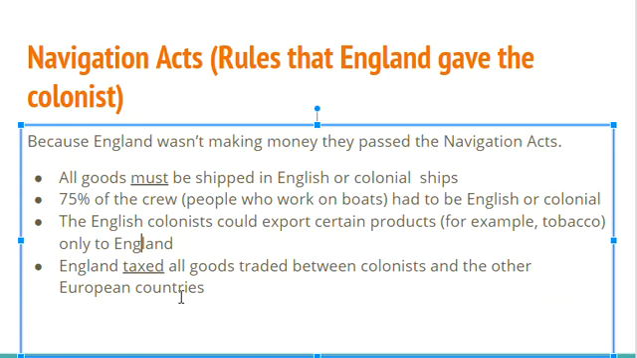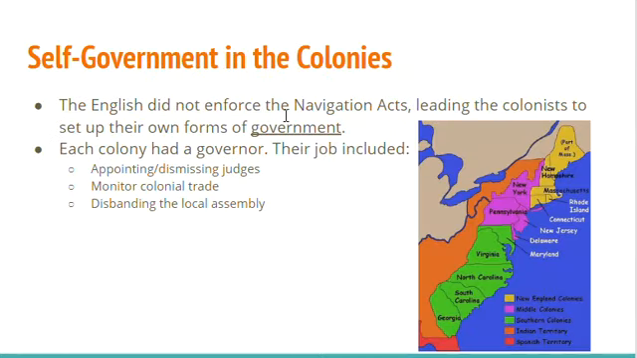So if colonists wanted to trade with France, it was taxed. If colonists wanted to trade with Holland, it was taxed. England really only wanted them to trade within the country. And on self-government in the colonies, the English did not enforce the Navigation Acts, leading the colonists to set up their own forms of government.